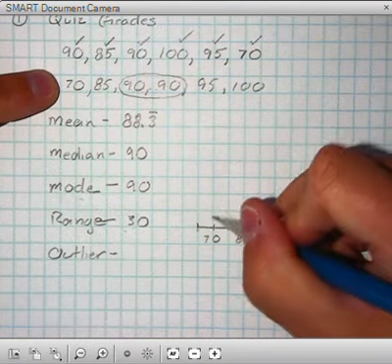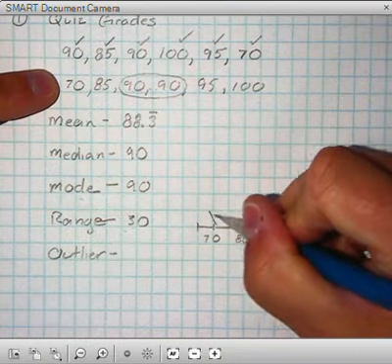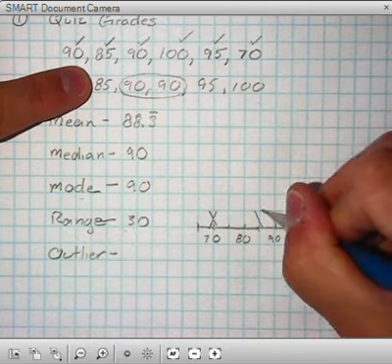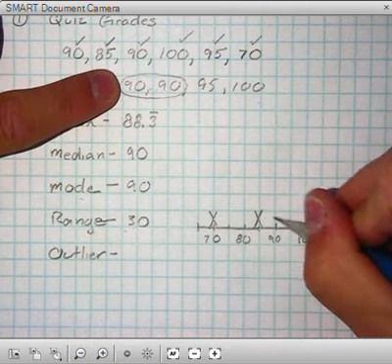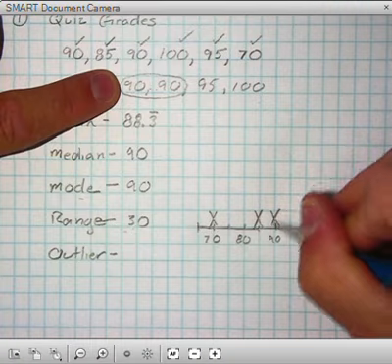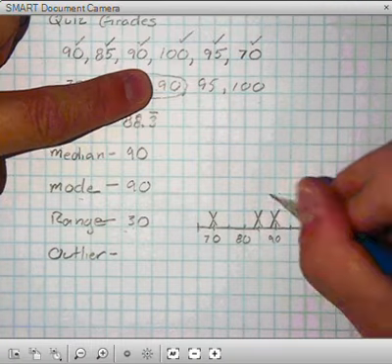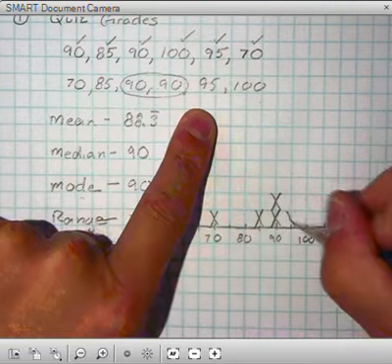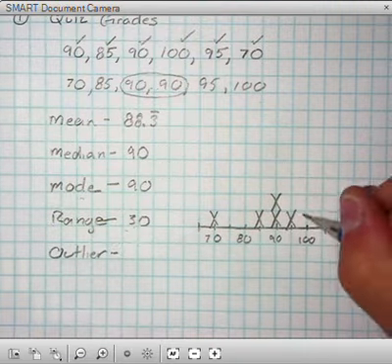So I'm going to graph that 70. I'll put the 70 right here. Then I'm going to graph the 85. Put the 85 right there. Do a 90. I've got another 90, so I'm going to put that one on top there. I got a 95. Put that right there. And we got 100.